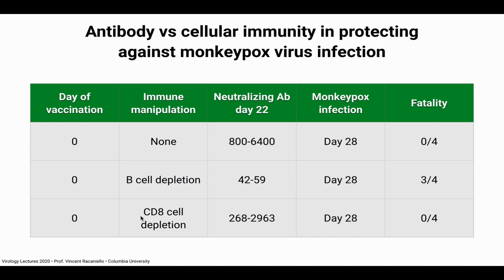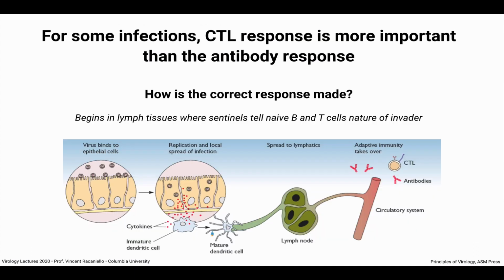So let's take out the CD8 cells just for the heck of it. Deplete the CD8 cells from the animals after immunization. You get pretty good antibody titers, so CD8 depletion is not really affecting that. That's not surprising, because CD4 T cells are the ones needed for antibody production. Then you infect them, and they're all protected. So this would tell us that CD8 CTLs are not needed for protection against monkeypox infection, but you could find a virus where they are important. So we have some infections where antibodies are important, and some infections where CTLs are important.